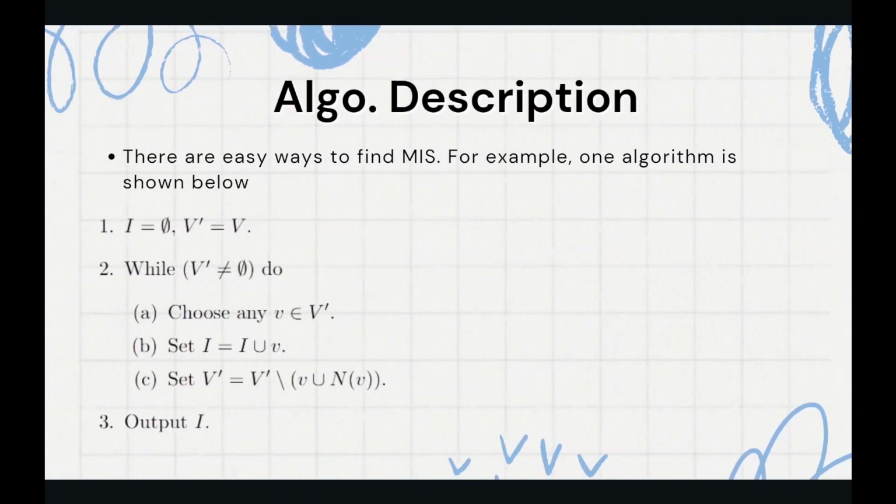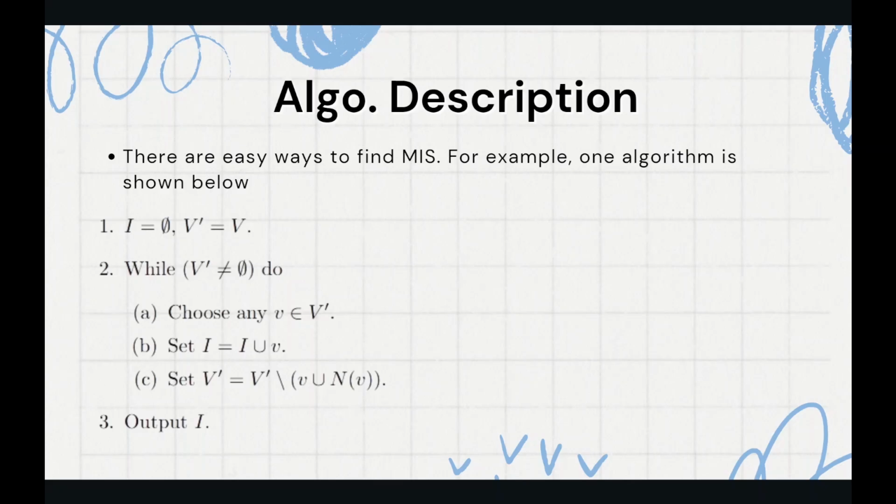The paper starts by explaining a very simple solution for the MIS problem. For a given graph G, we define the set of vertices as V. We initiate two vectors, vector I and vector V dash. The vector I will keep the vertices which are going to be a solution for the MIS problem. The vector V dash is initially the collection of all vertices present in the graph G.